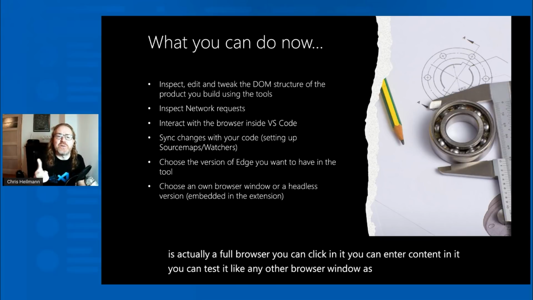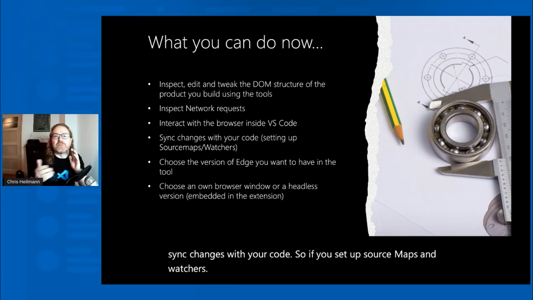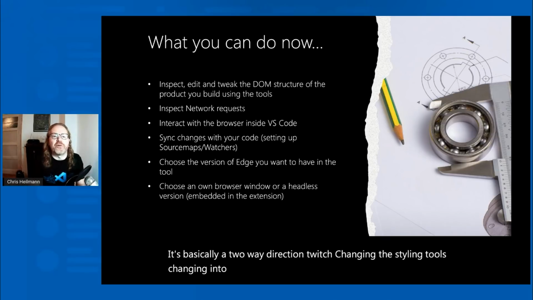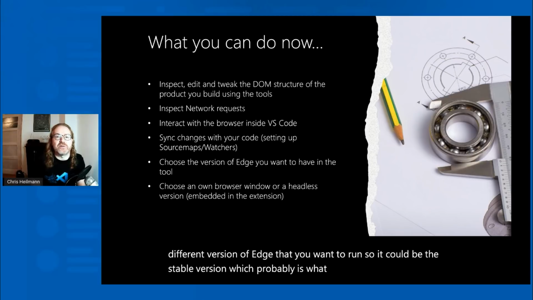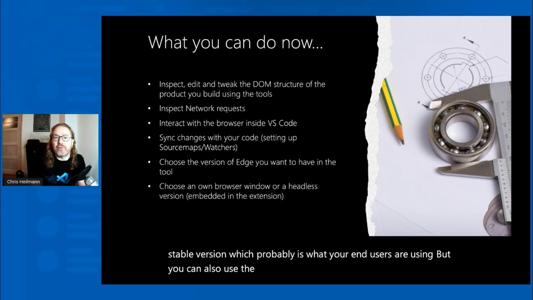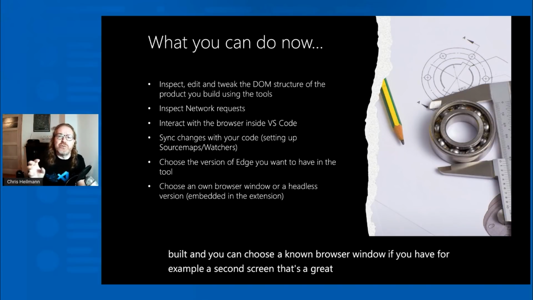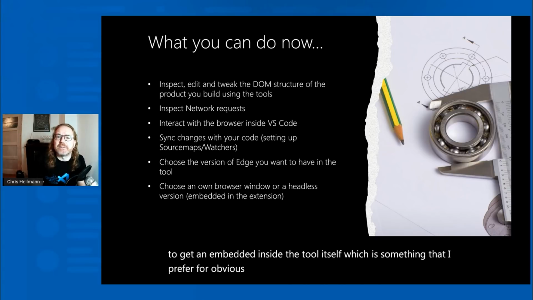And you can sync changes with your code. So if you set up source maps and watchers, it's basically a two-way direction. Changing it in the styling tools, changing in the code will reflect in both of them. You can choose a different version of Edge that you want to run. So it could be the stable version, which probably is what your end users are using, but you can also use the developer edition or the Canary, which is a daily build. And you can choose an own browser window if you have, for example, a second screen. That's a great way to do. Or you can choose to get it embedded inside the tool itself, which is something that I prefer for obvious reasons, which I'm going to come to in a second.